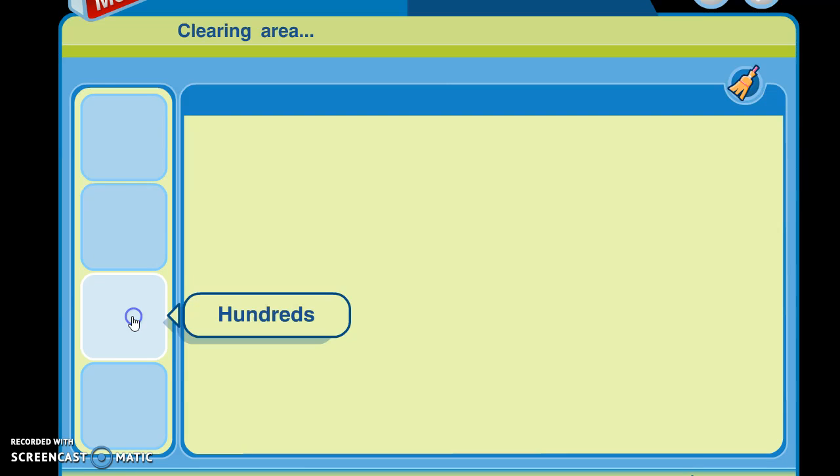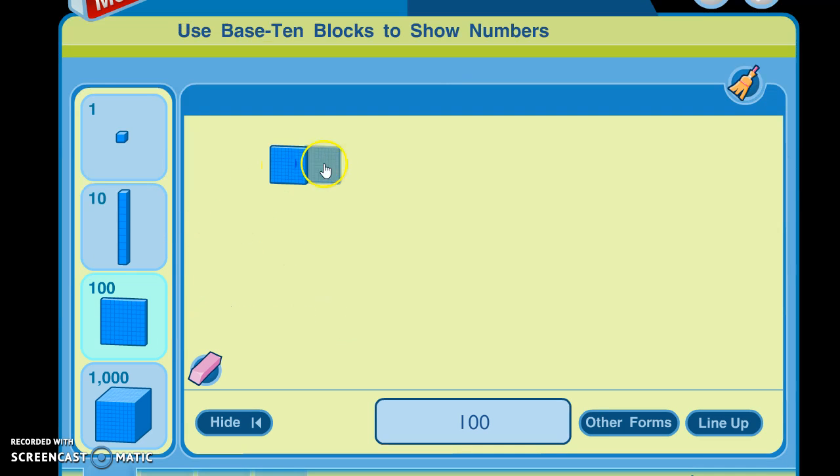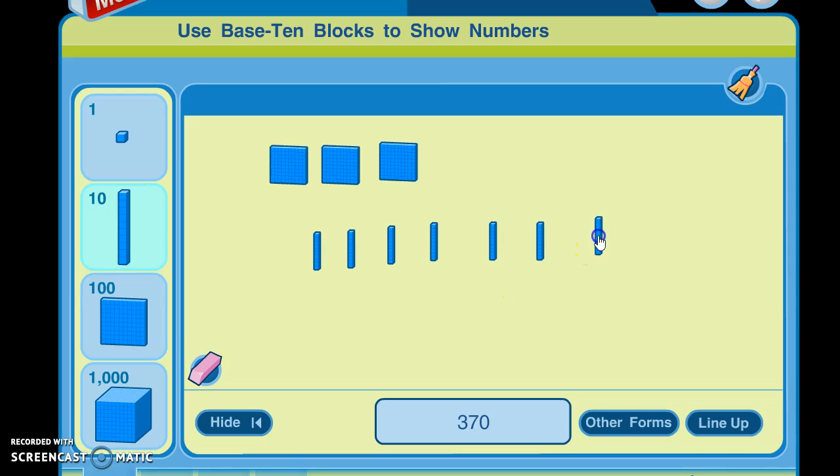So if we have cartons, 1, 2, 3. It's 300. Watch this number down here so you're not confused. This is how many cartons, and this is how many boxes. 3 cartons and 7 boxes: 1, 2, 3, 4, 5, 6, 7.